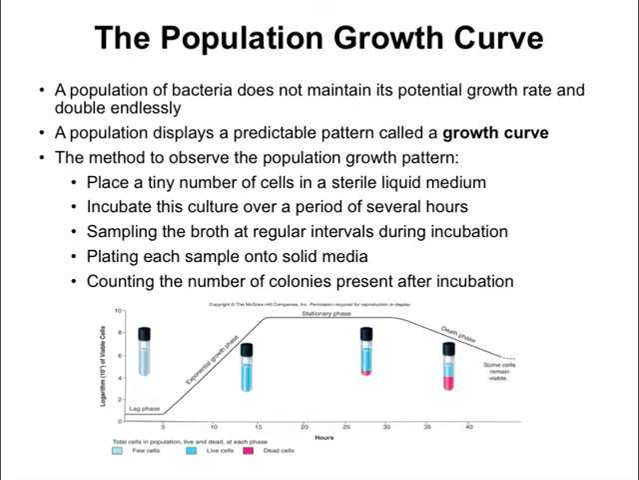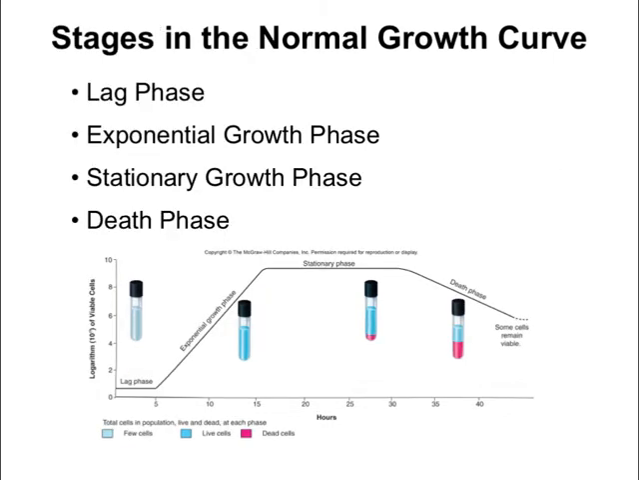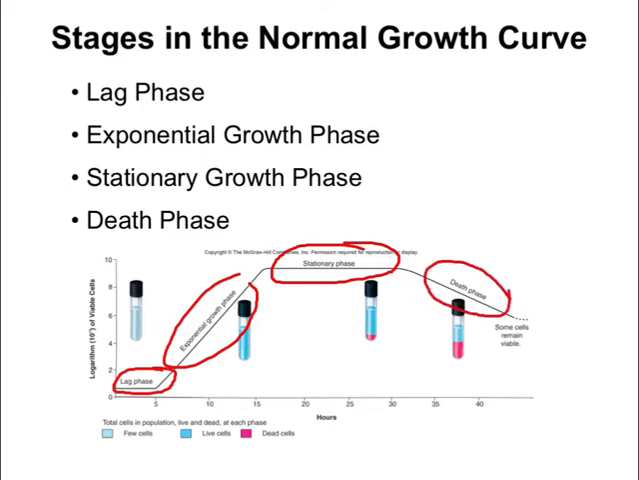We're going to plate each sample onto solid media and then count the number of colonies present after incubation. So the stages of a normal growth curve are broken into the lag phase, where not much is happening, an exponential growth phase, where we have a lot, a stationary growth phase, where the growth rate has stabilized, and then a death phase.